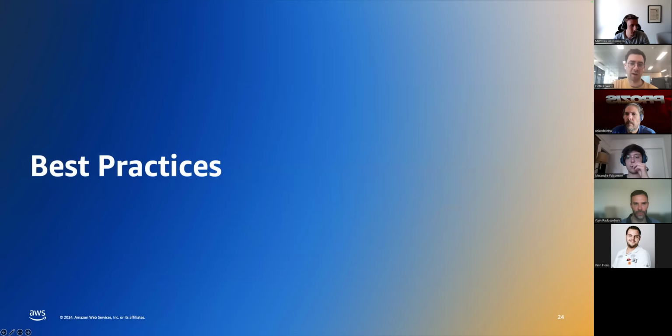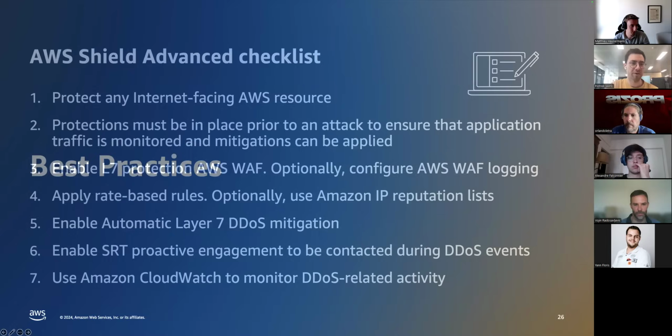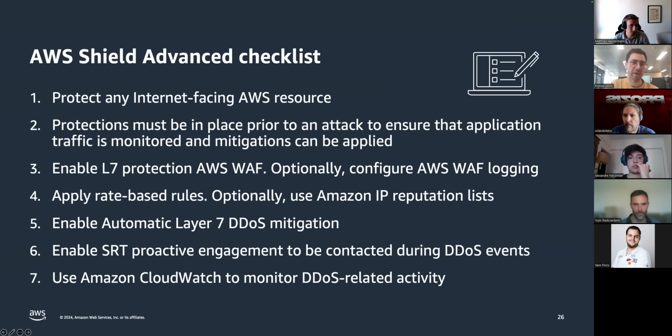To sum up, I have listed some best practices when working with Shield Advanced. So we recommend to protect any internet-facing AWS resources. Of course, the protections must be enabled before an attack. Also, it is connected to how we calculate the baselines. So AWS Shield Advanced needs to know what the good traffic looks like, or what's the expected traffic.